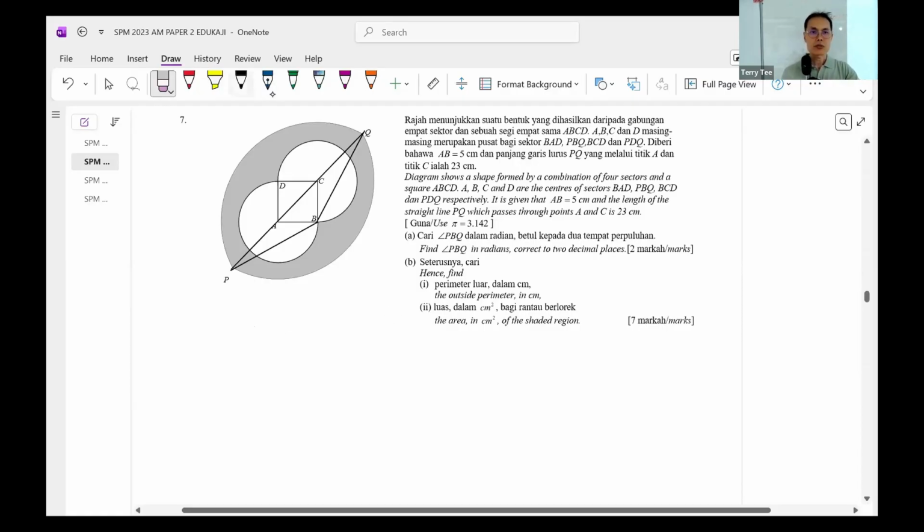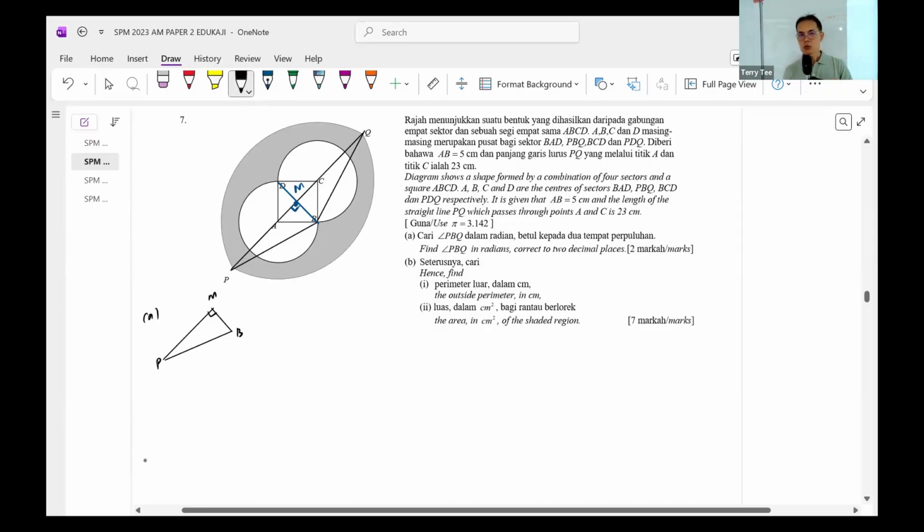PBQ, maybe I join this together. I use a different color. I join this together. See this line? Before you find PBQ, you want to find PBM, or you want to call this M. M is the midpoint. You see a right angle triangle here now? So we form a right angle triangle like this. This is a right angle triangle. This is PBM.